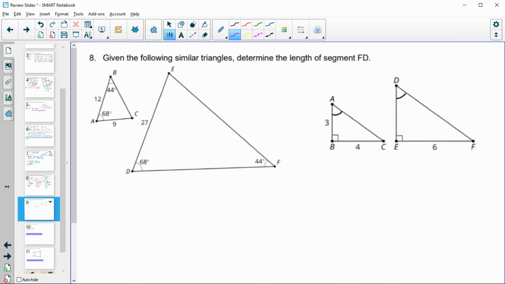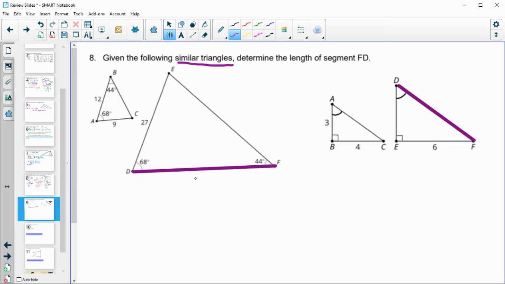Number 8, given the following similar triangles, determine the length of segment FD. So in both cases, we are looking for the length of FD. So I'm just going to highlight it in both pictures. And so in this one, it told us we have similar triangles. Okay, so we know that they're similar, so we'll be able to set up proportions.